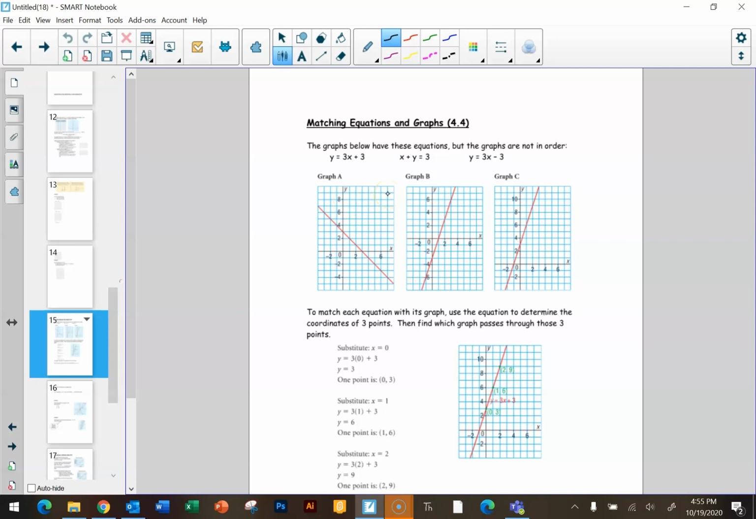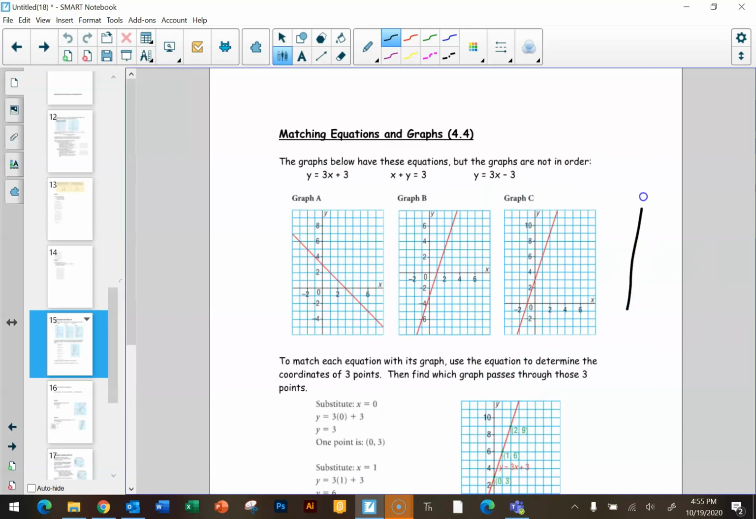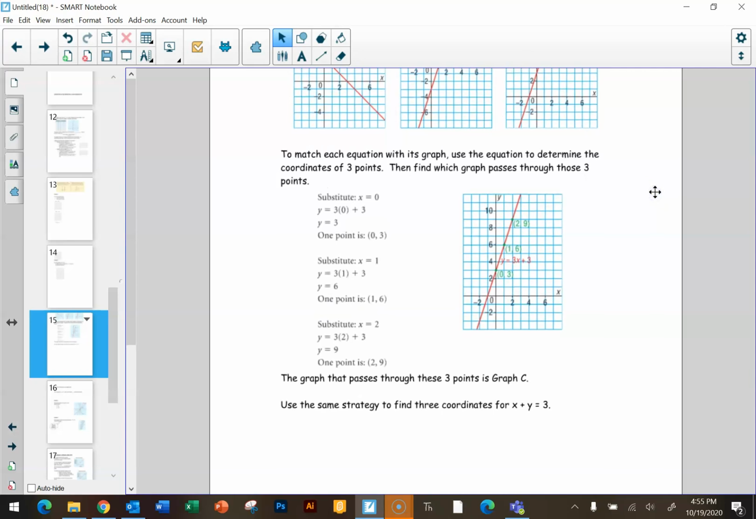So the graphs are not in order, and in order for us to figure out which graph y equals 3x plus 3 applies to, we can do it a bunch of different ways, but the way that they want you to do it in grade 9 is to do some substitution. By substituting some values in, you can see where they fit on the graph, and if you can see where they fit on the graph, you can identify which line they belong to.